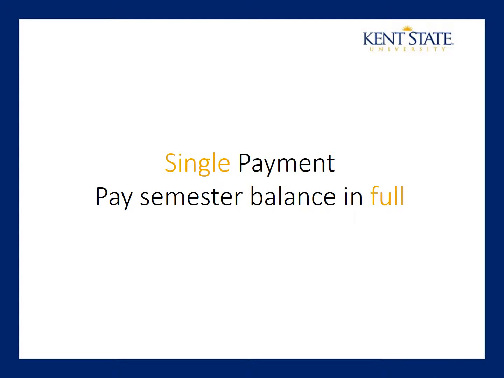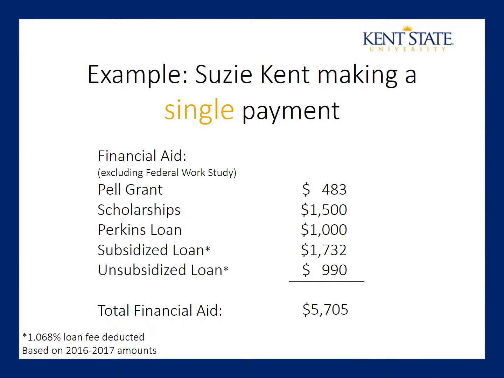Now we're going to talk about the different payment options available. The first is the single payment. Let's look now at Suzie Kent's financial aid, which is at the bottom of the invoice. It's going to show you the financial aid available to the student. Suzie has her scholarships, the Pell Grant, the Perkins loan, and her subsidized and unsubsidized loans.